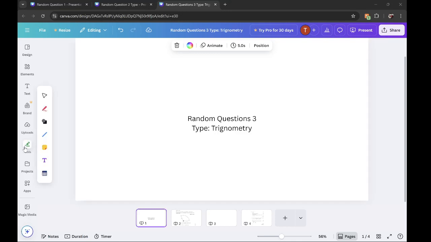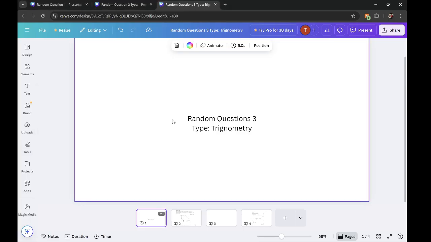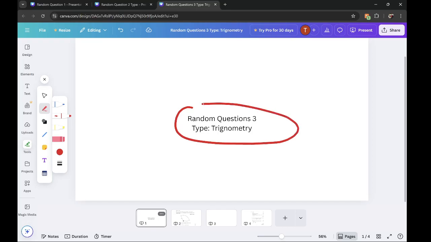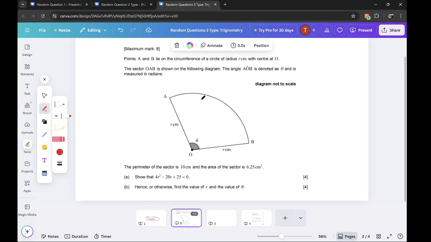It is again random questions part 3 this time, and today we're going to be focusing on trigonometry. Today's question is based off trigonometry, so let's get right into it. Points A and B lie on the circumference of a circle of radius r centimeters with center at O. The sector OAB, so this sector right here, is shown on the following diagram.